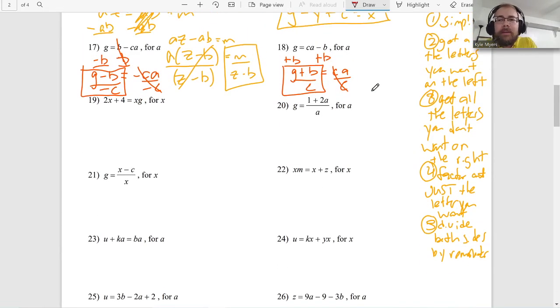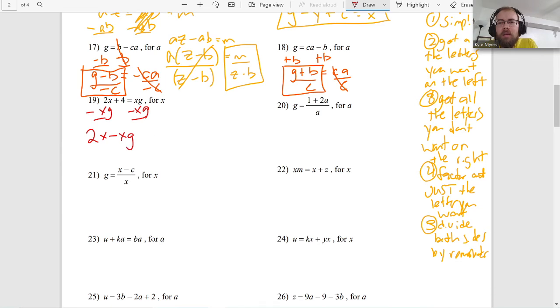So we're almost there. Now we want to solve for x. Now this one has two x's again, so we're going to have to solve using the steps that we just did here. We don't need to simplify, so we move on to step 2. Step 2, get all the letters you want on the left. So we want x. Let's get the x's on the left. Subtract it. 2x minus xg.